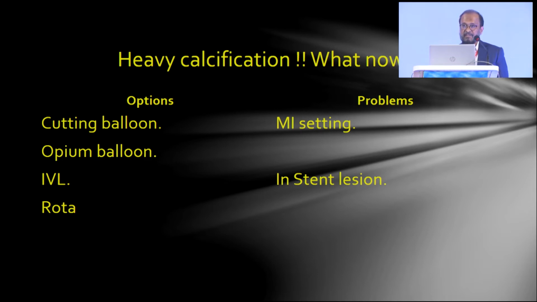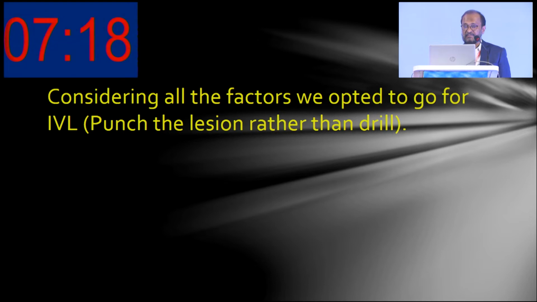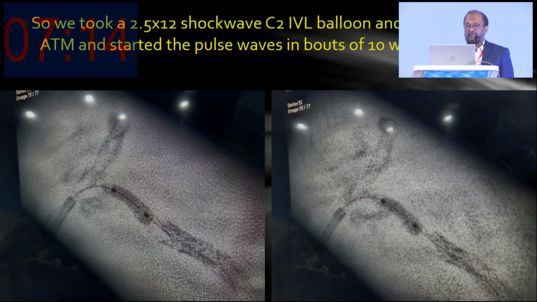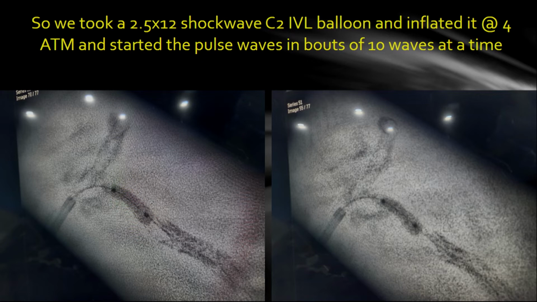In an MI setting, rota can create no flow, slow flow, and the outcome is not always good. And there is also ISR. So considering all the factors, we opted to go for IVL, punch the lesion rather than drill. So we took a 2.5 by 12 Shockwave balloon and inflated it at 4 atmospheres, and started the pulse waves in bouts of 10 waves at a time.